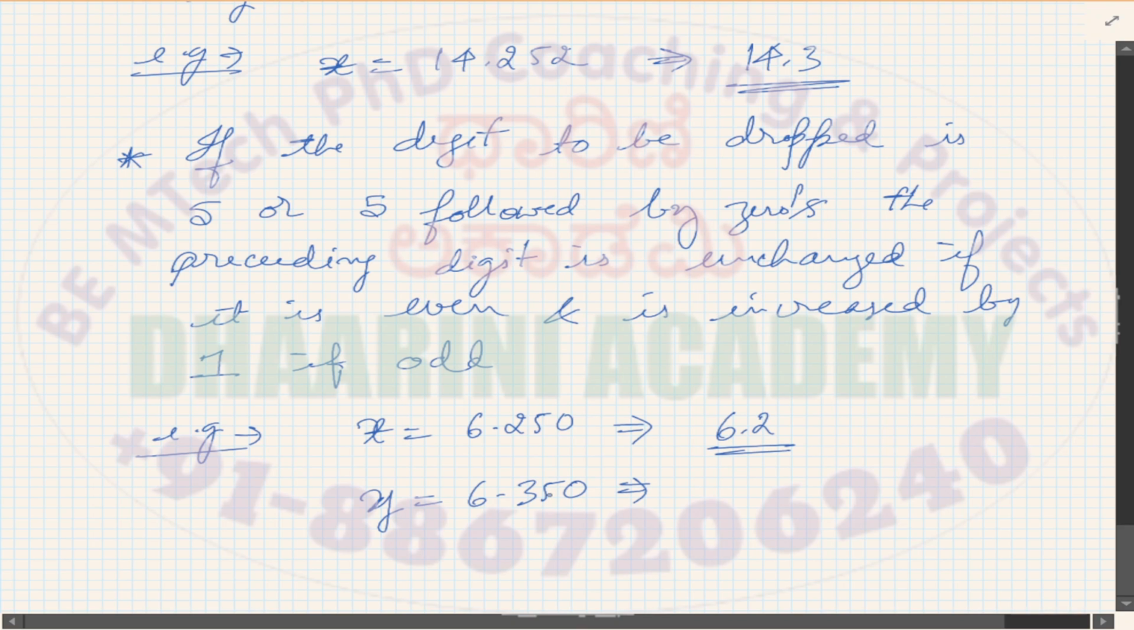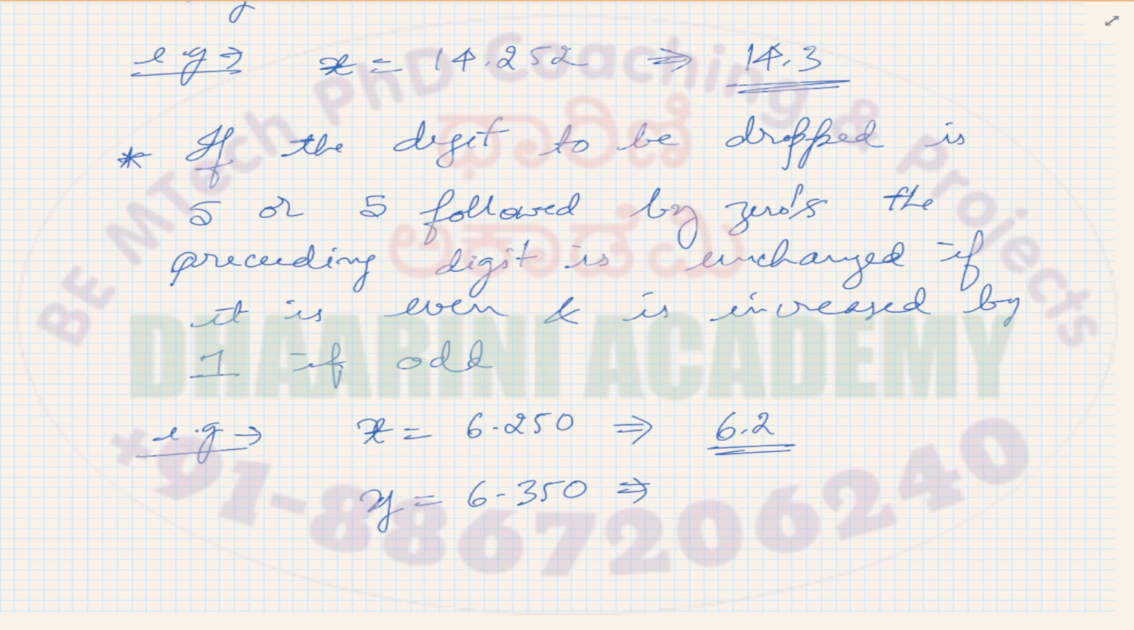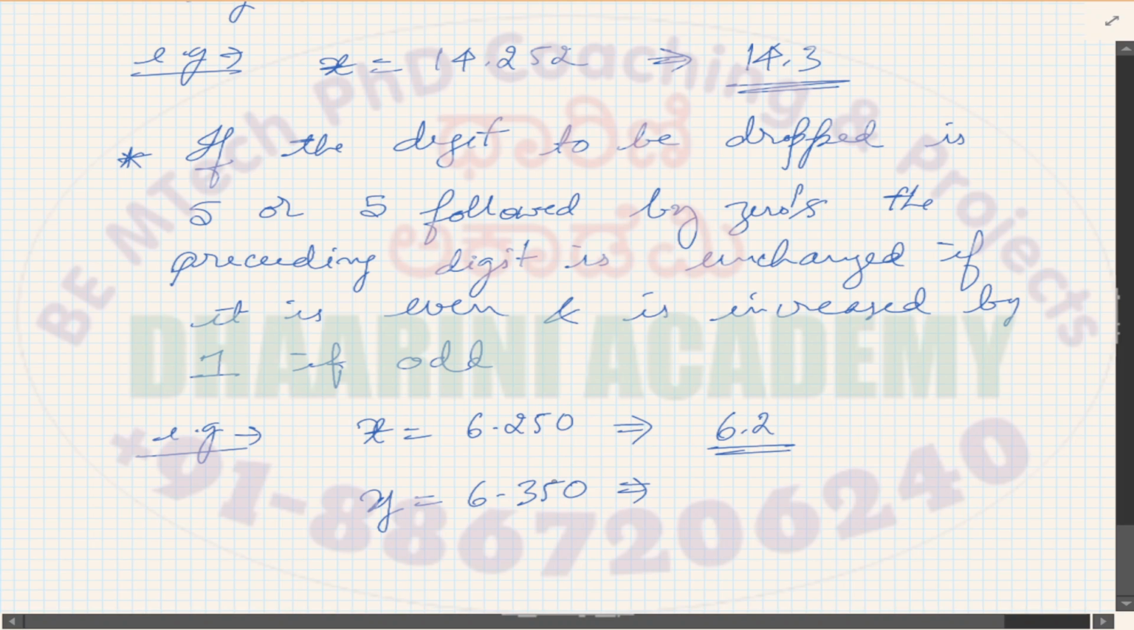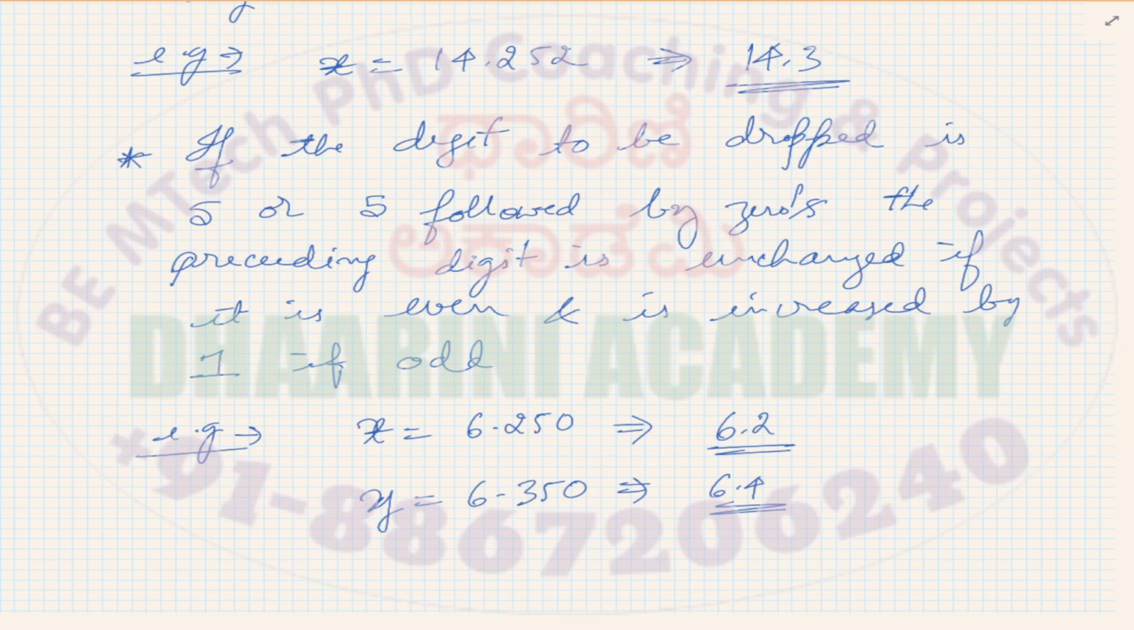This means I want to keep, let's assume, the SF equal to 2. So significant figure 2 means I need to eliminate 50. Before that 5, I have an odd number 3. This becomes now 6.4. This is the important rule while coming to the rounding off of the numbers.